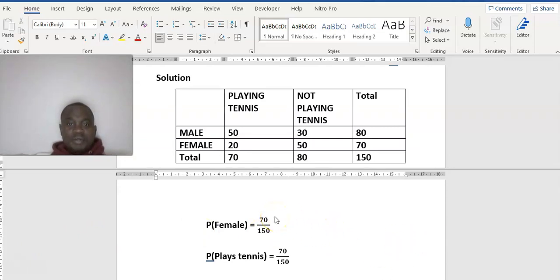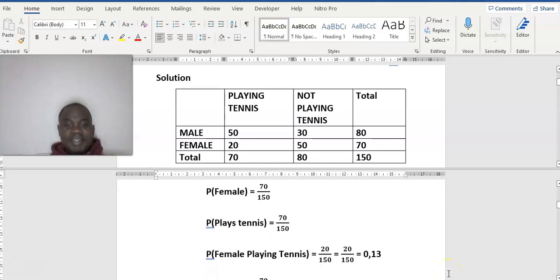Okay. Now, we are going to find the probability of those who are female. Probability of those who are female is the total number of females, 70, over the grand total, which is 150. Then the probability of those who play tennis is 70 over 150.